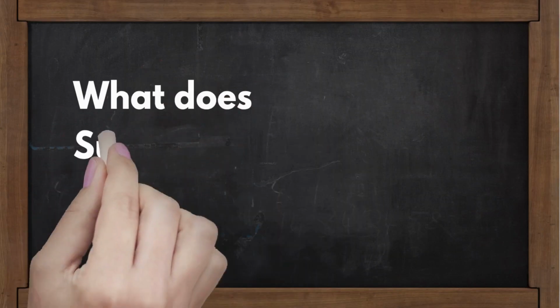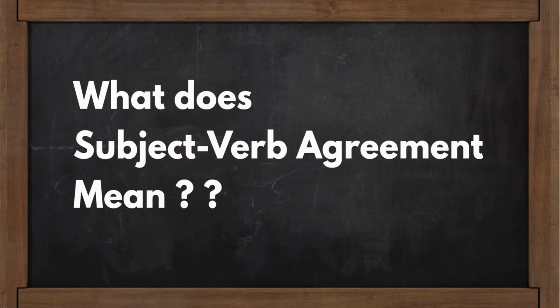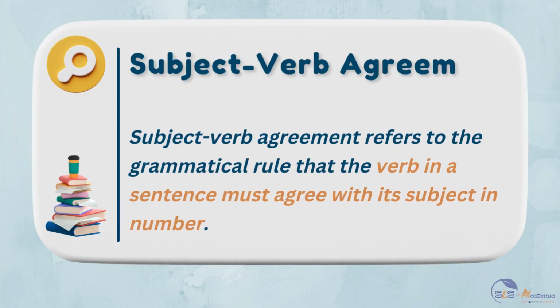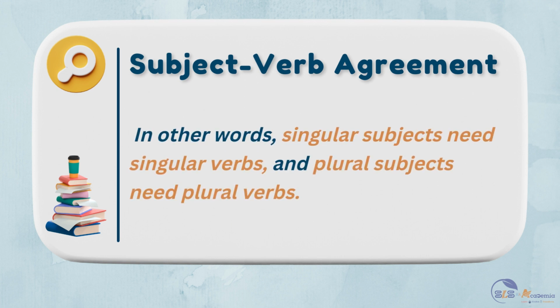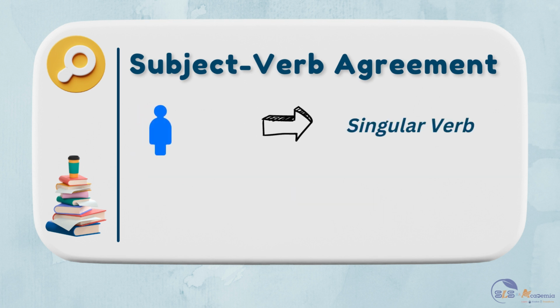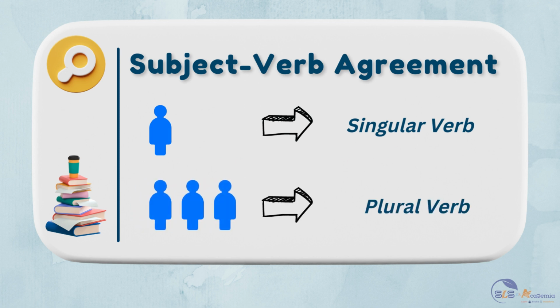First of all, let us understand what subject-verb agreement means. Well, subject-verb agreement refers to the grammatical rule that the verb in a sentence must agree with the subject in number. In other words, singular subjects need singular verbs and plural subjects need plural verbs. So if one person is performing an action, the verb should be singular. If more than one person or object is performing an action, the verb should be plural. This agreement is essential for clear and effective communication.